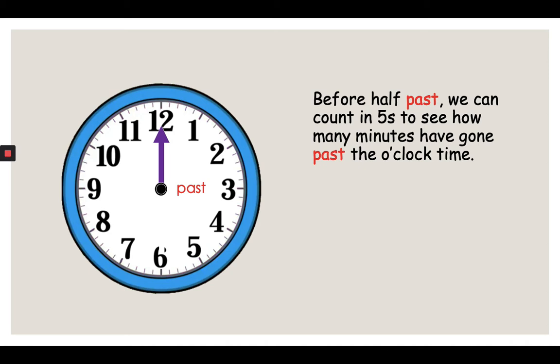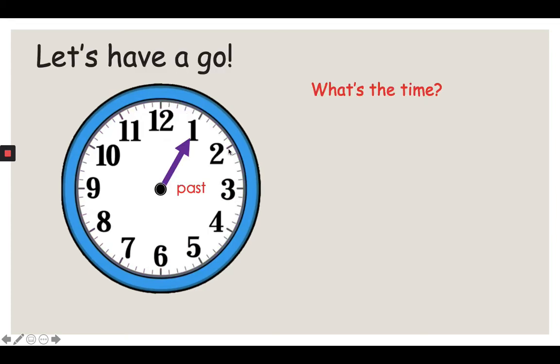Looking at the minute hand, before the half past time, we count in fives to see how many minutes have gone past the o'clock time. So when this minute hand gets to the 6, that's past the hour. The green is showing that this is past the hour. So if it's pointing to the 1, it's past. If it's pointing to the 2, it's past. Okay, let's have a go.